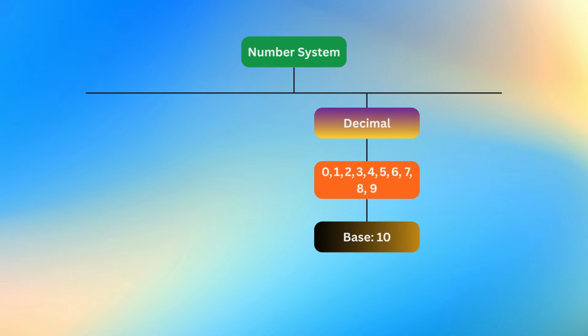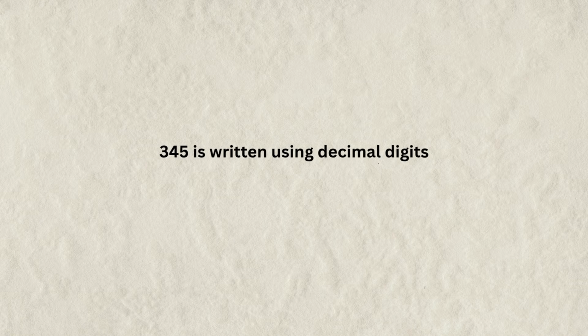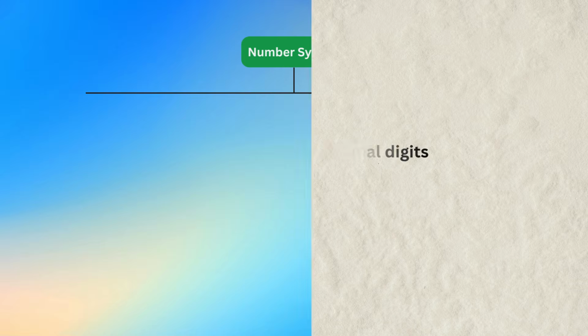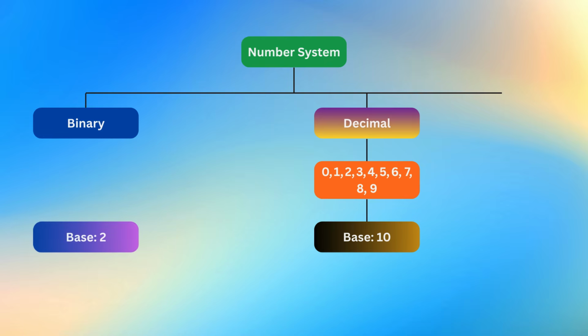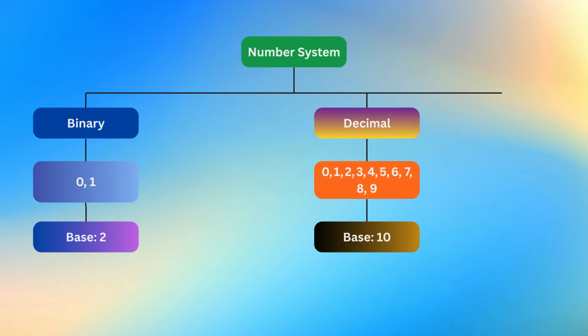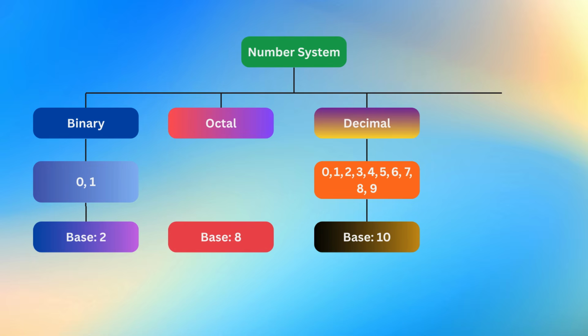For example, the number 345 is written using decimal digits. Computers, however, rely on the binary system, or base 2, which only uses 0 and 1. In binary, the decimal number 5 is written as 101. To make binary numbers easier to read, we sometimes use the octal system, or base 8, which uses digits 0 to 7. For instance, the decimal number 10 is written as 12 in octal.